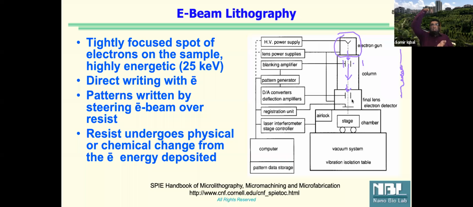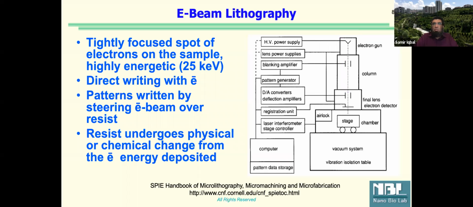So we have this tightly focused spot of electrons, and we start writing with those electrons on the surface. The surface is coated with a polymer material, what we call E-beam resist. It's a material which undergoes chemical changes when it is exposed to electrons. So we directly write our pattern or whatever device design we want to write.